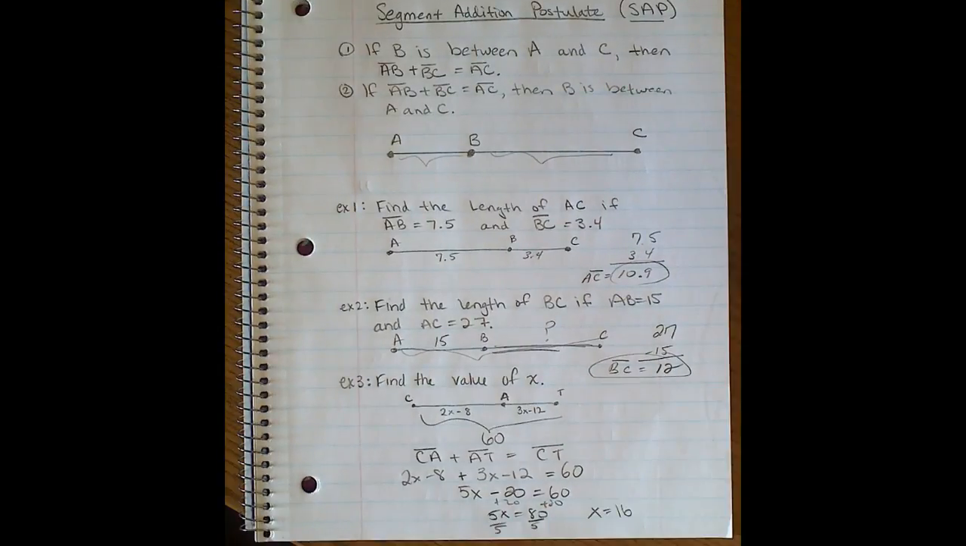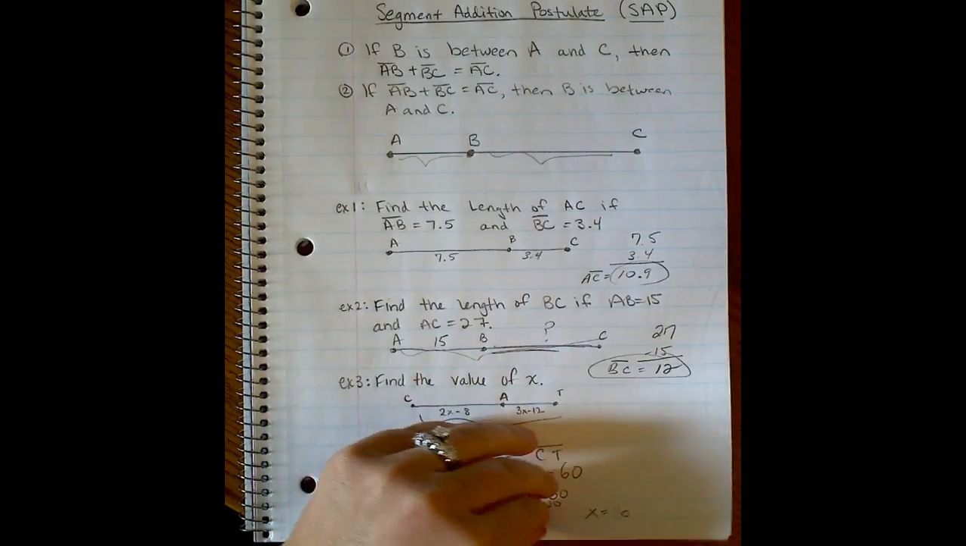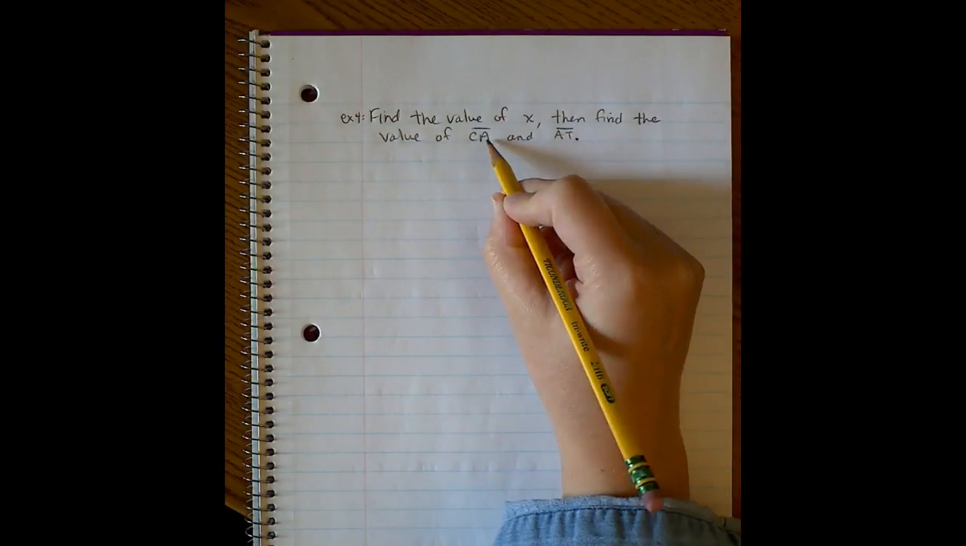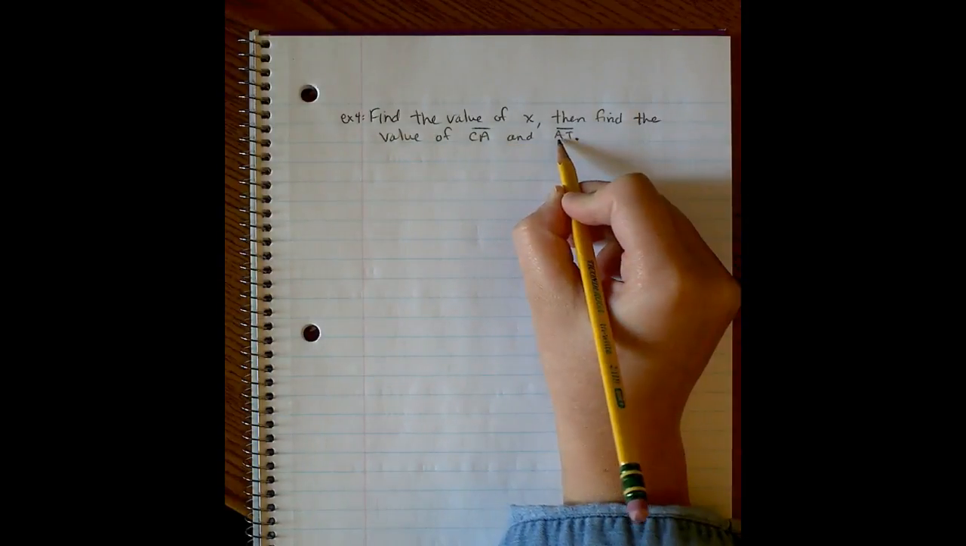Okay, so these are the different types of examples that you're going to be seeing when we do the segment addition postulate. I want to go ahead and turn the page and try one more together using algebra. So I'm going to go ahead and set up the directions. The question for example 4 is going to be find the value of x, then find the value of CA and AT. Okay, so some of you may have already guessed that our diagram is going to have the letter A in the middle.